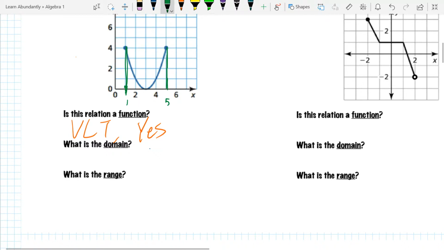I'm going to write it in interval notation, so I have a 1 and a 5. We're talking about domain, so we put an x in the middle, and then we put an inequality, and we use curly braces around it.